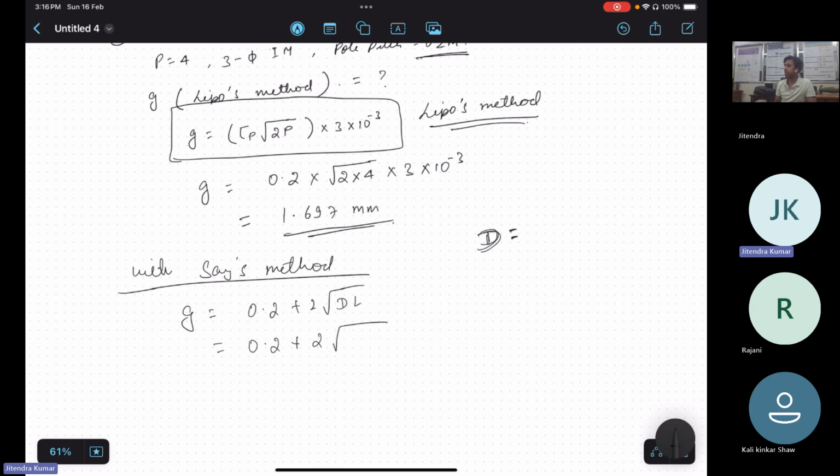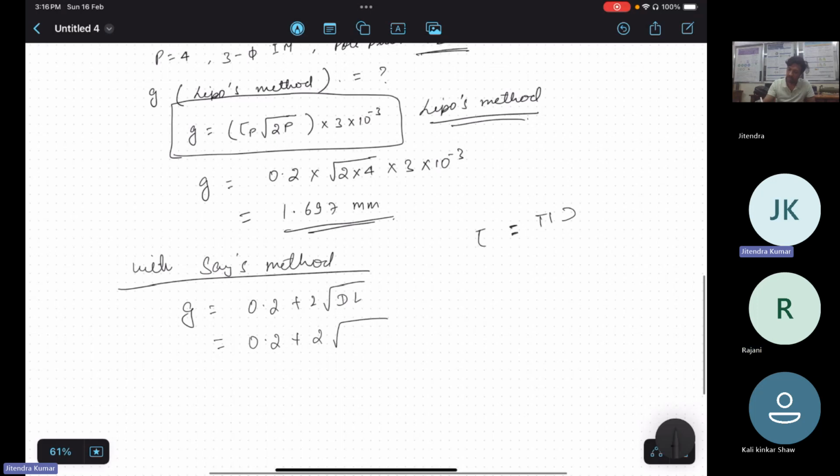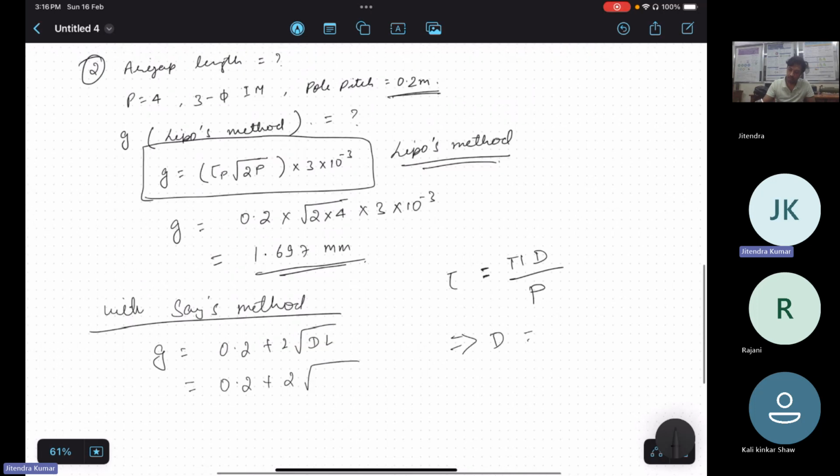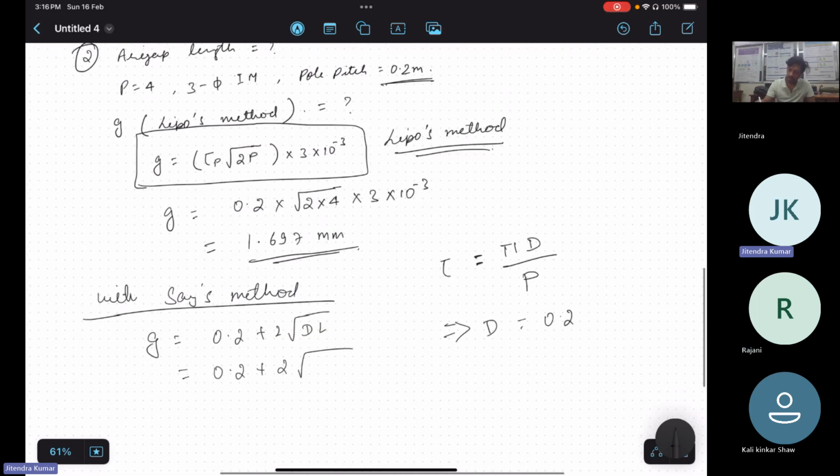So how much will be the diameter? What should be the expression for diameter? We are given the pole pitch. Tau is equal to pi d by p. So here it will lead to 0.2 into 4, 0.254. 0.254 you are saying? Yes, sir, correct. 0.254 meter.